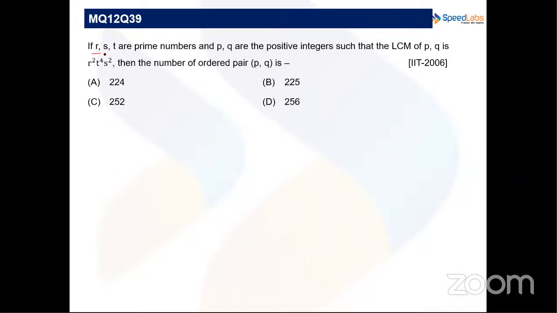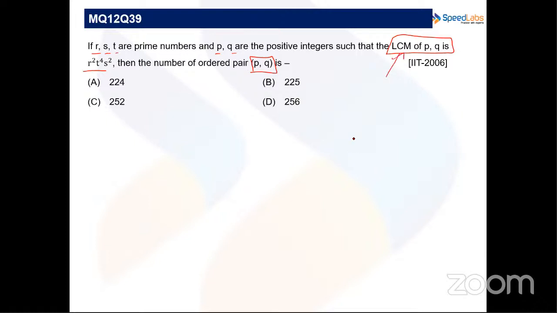We are given if R, S, T are prime numbers and P and Q are positive integers such that the LCM of P and Q is R square, T to the power 4 and S square, then the number of ordered pairs P and Q is. Anyone? So what is the basic concept of LCM?